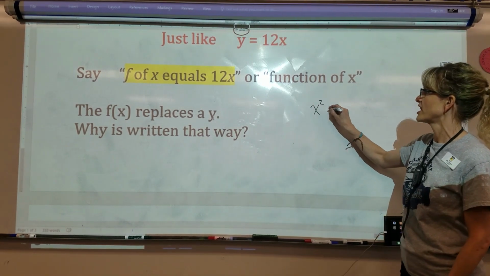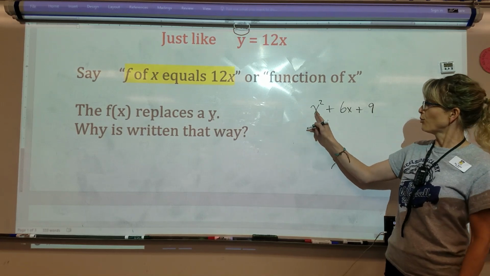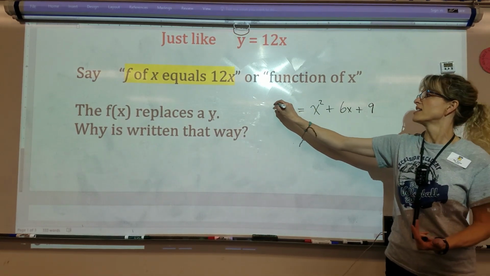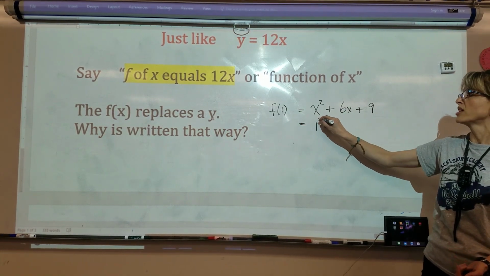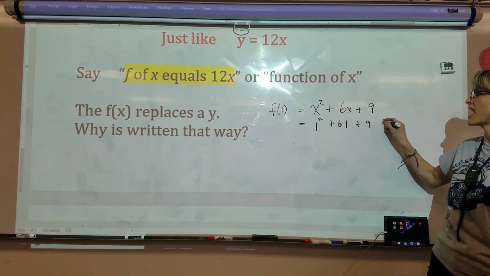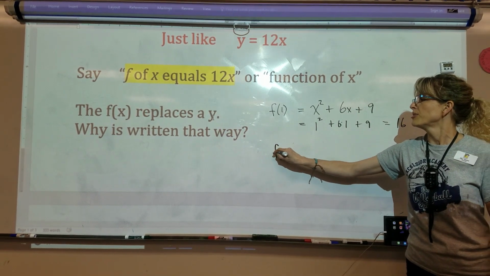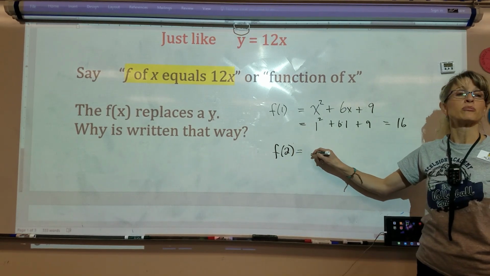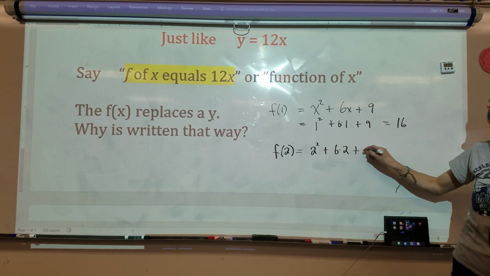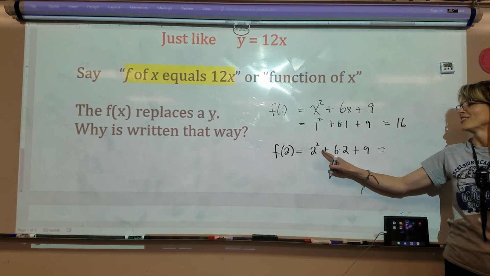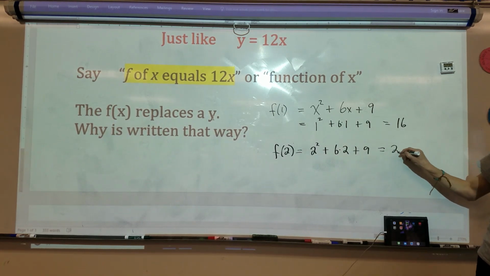Take a function like this. This is a relation of numbers. If I said, hey, what is this function if I put as the input a 1? Well, f of 1 would mean 1 squared plus 6 times 1 plus 9. 1 plus 6 is 7, plus 9 is 16. Well, what would be my function if I put 2 as the input? That would be 2 squared plus 6 times 2 plus 9. 4 plus 12 is 16, plus 9 is 25.